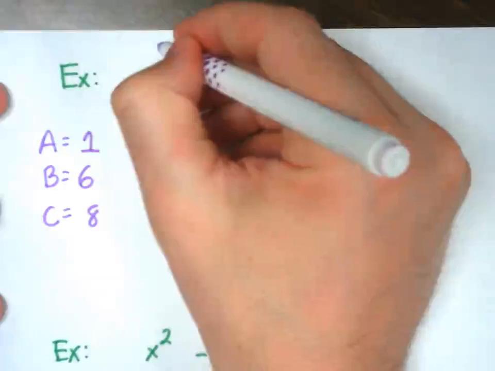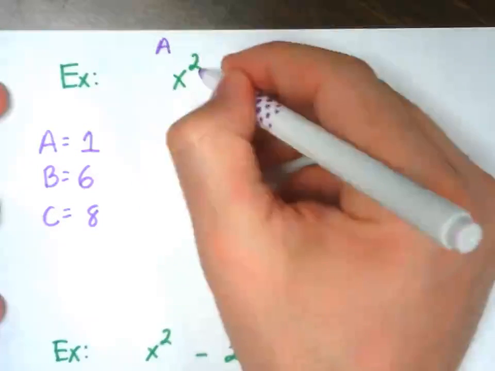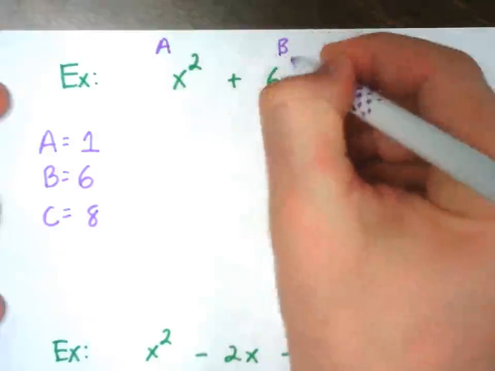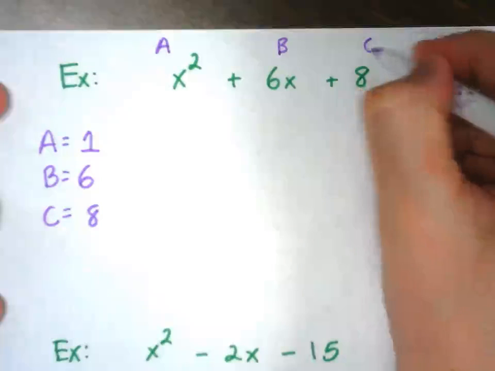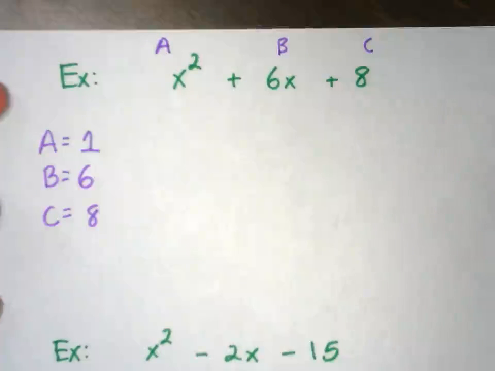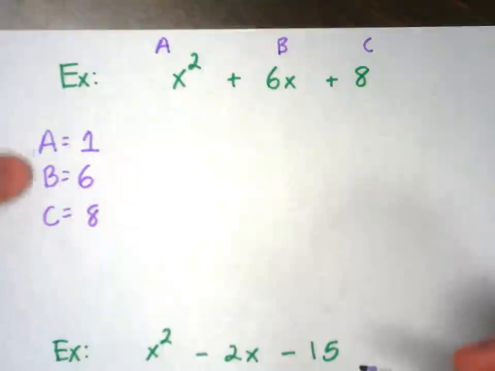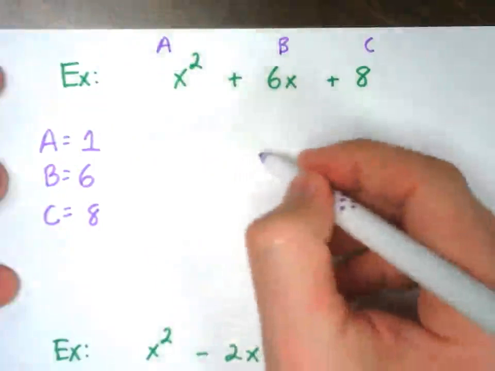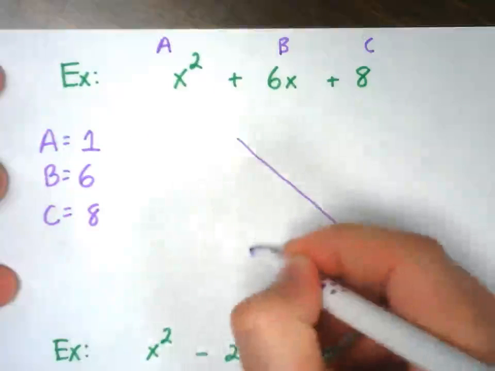Way to remember this, your A always goes with your x squared. Your B always goes with your x. And your C is always a constant, essentially. So that's how we got these numbers, A, B, and C. Got to remember that. Keep track of that.